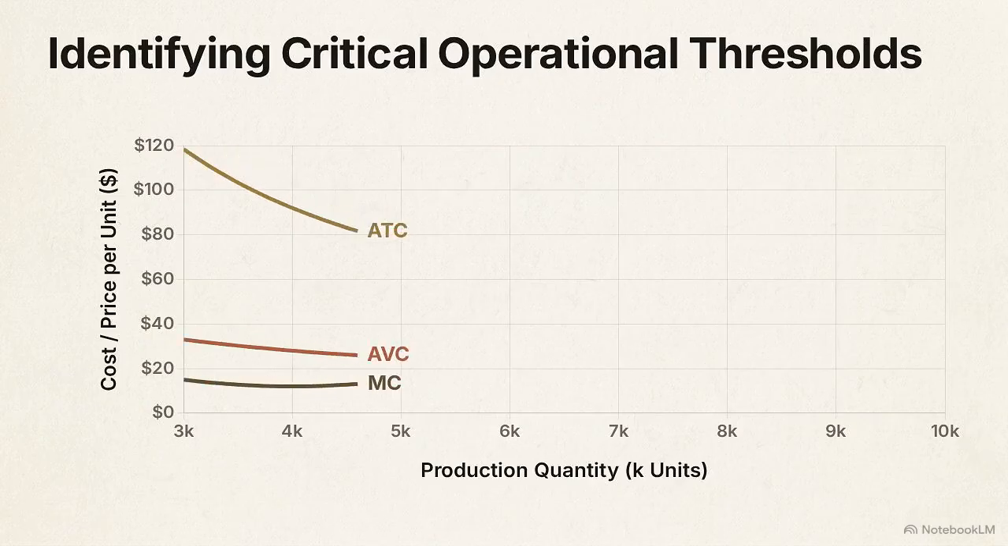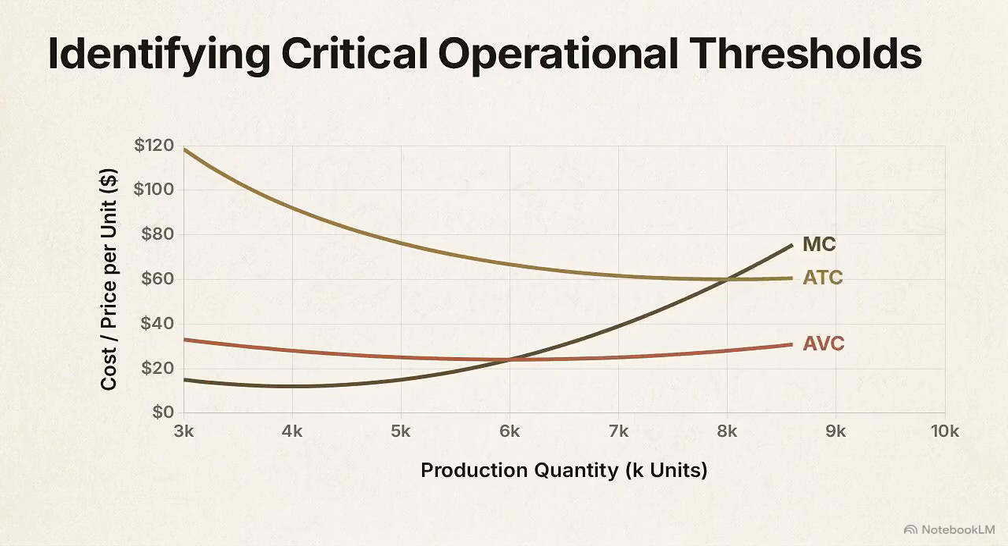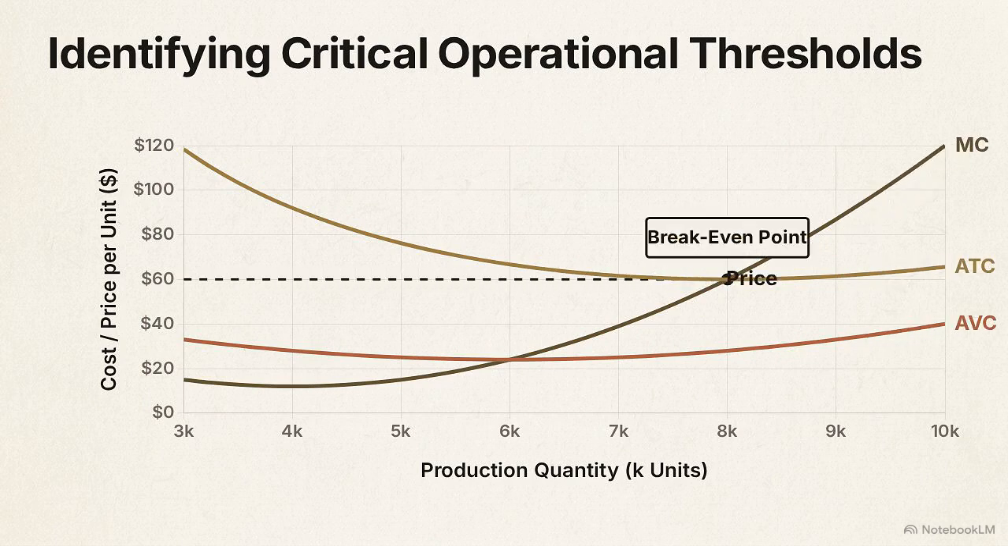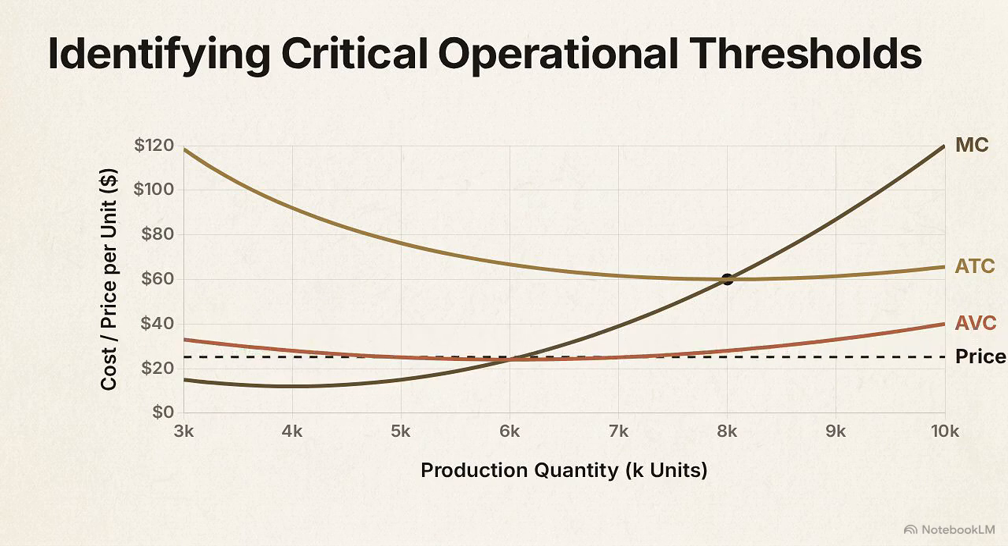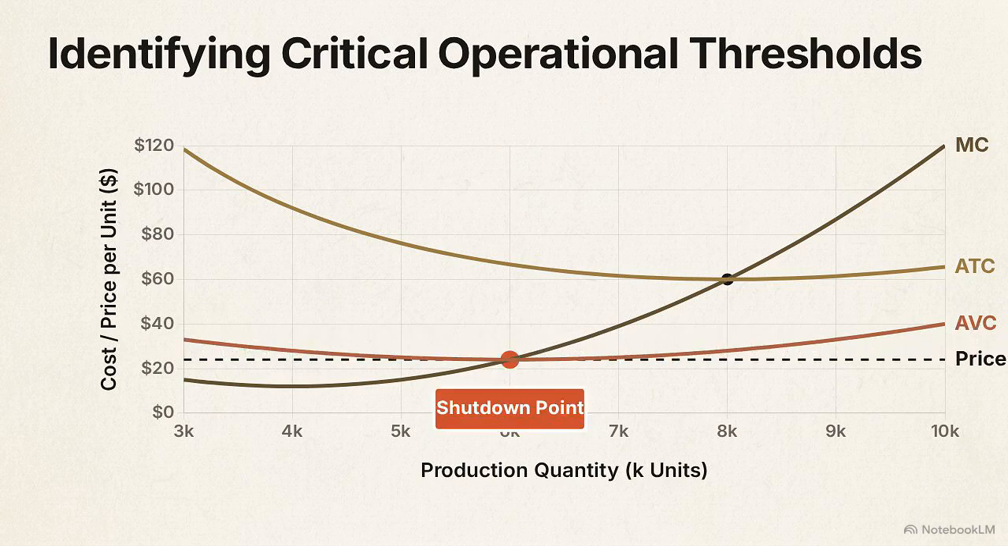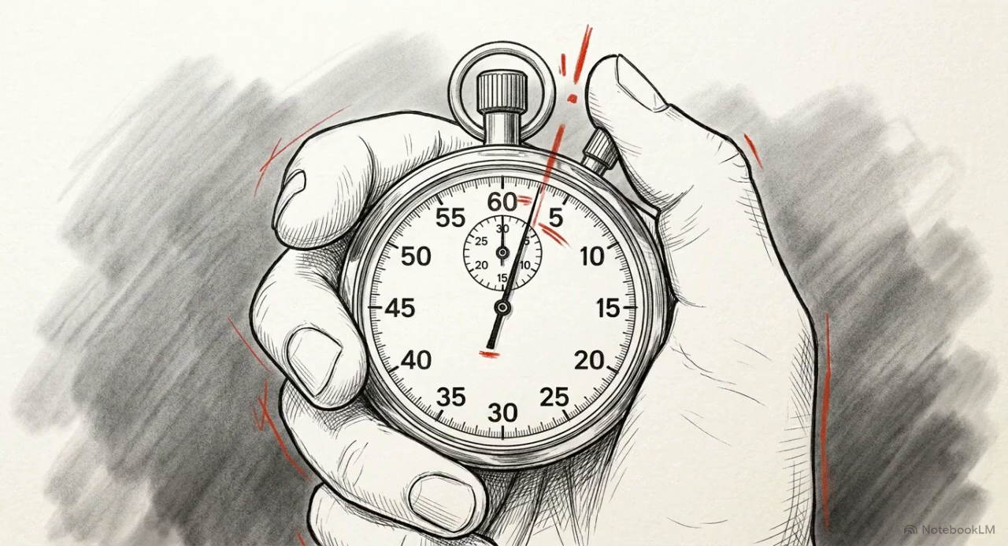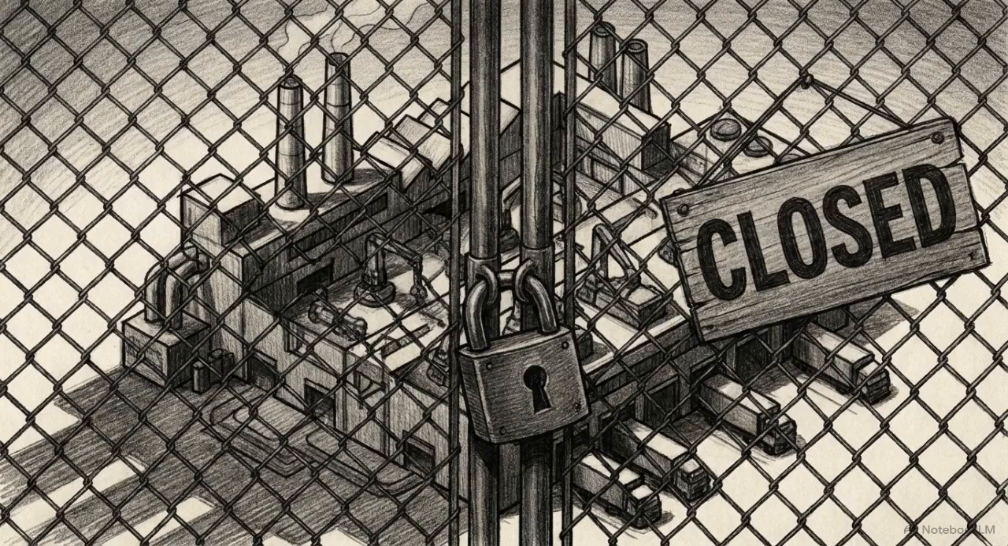This chart plots factory cost curves. Where price meets average total cost, we hit the break-even point. If price drops to average variable cost, this red mark, we hit the shutdown point, unable to cover basic operational costs. Efficiency is the primary metric for survival at this stage. Regardless of market demand, a factory will fail if its internal costs are not managed against these curves.